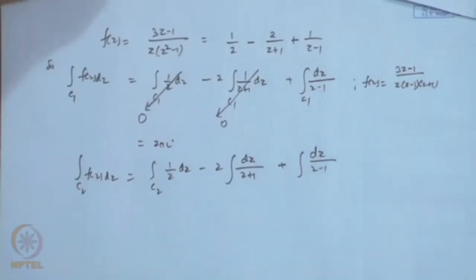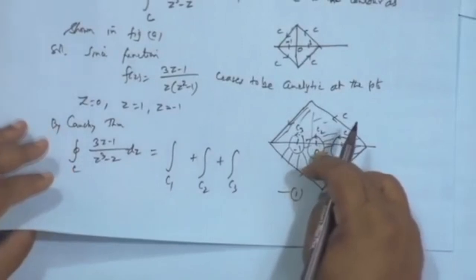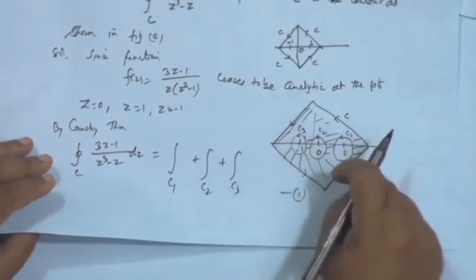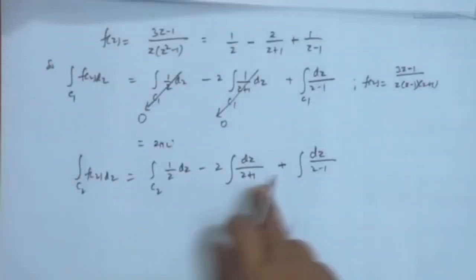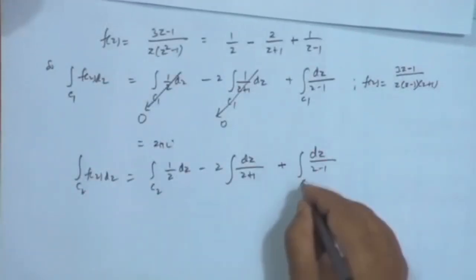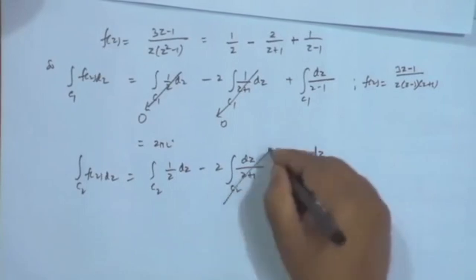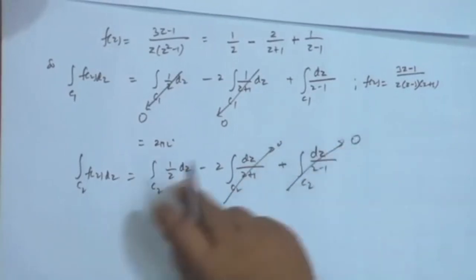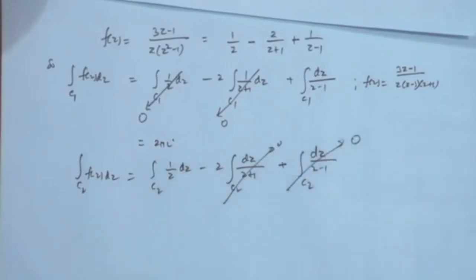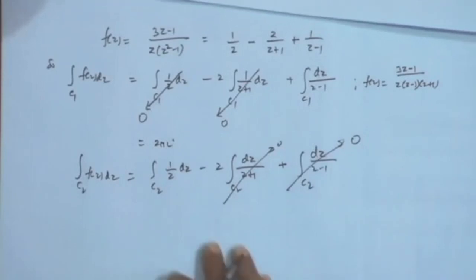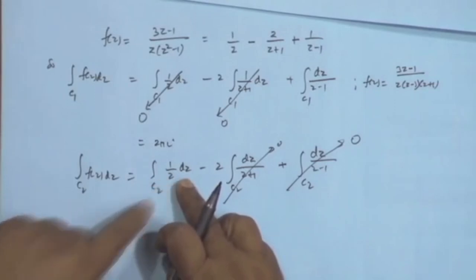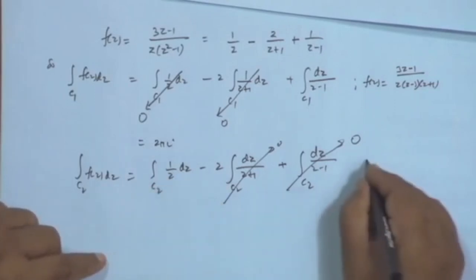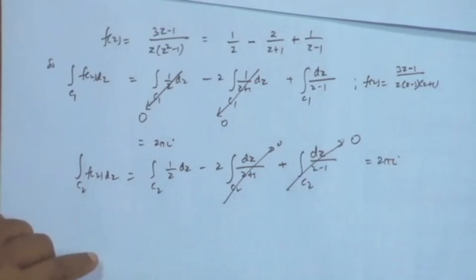Where is C 2? C 2 is the contour which encloses 0. So, minus 1 and plus 1 are outside. It means 1 by z plus 1 or 1 by z minus 1 becomes analytic. So, these are 0, these are 0, and z equal to 0 will give only the value which, if you compute with z equal to r e to the power i theta etcetera, will come out to be 2 pi I. So, here the value will also come out to be 2 pi I.